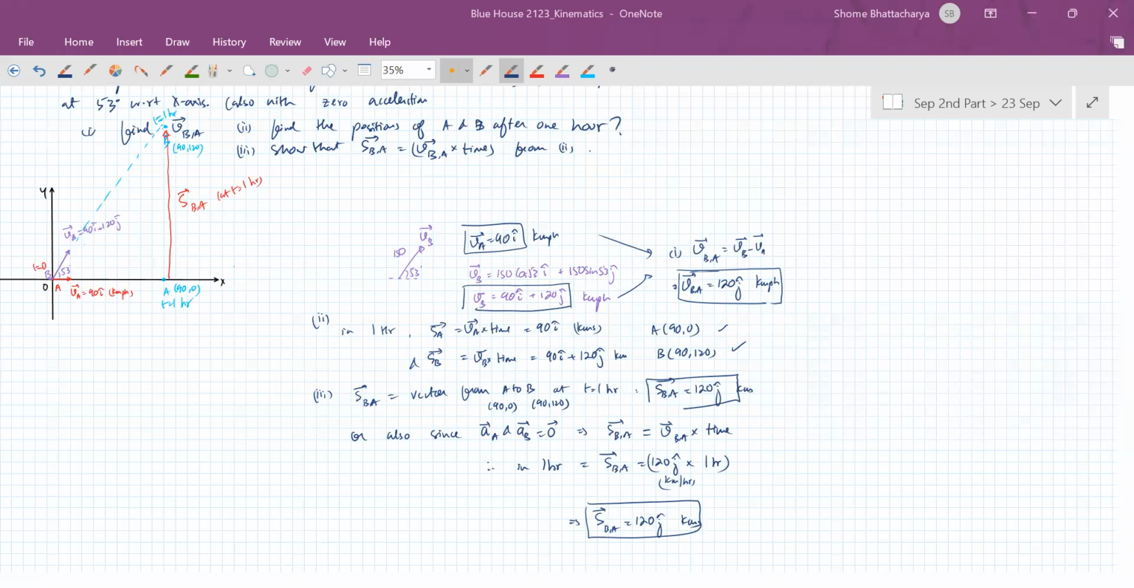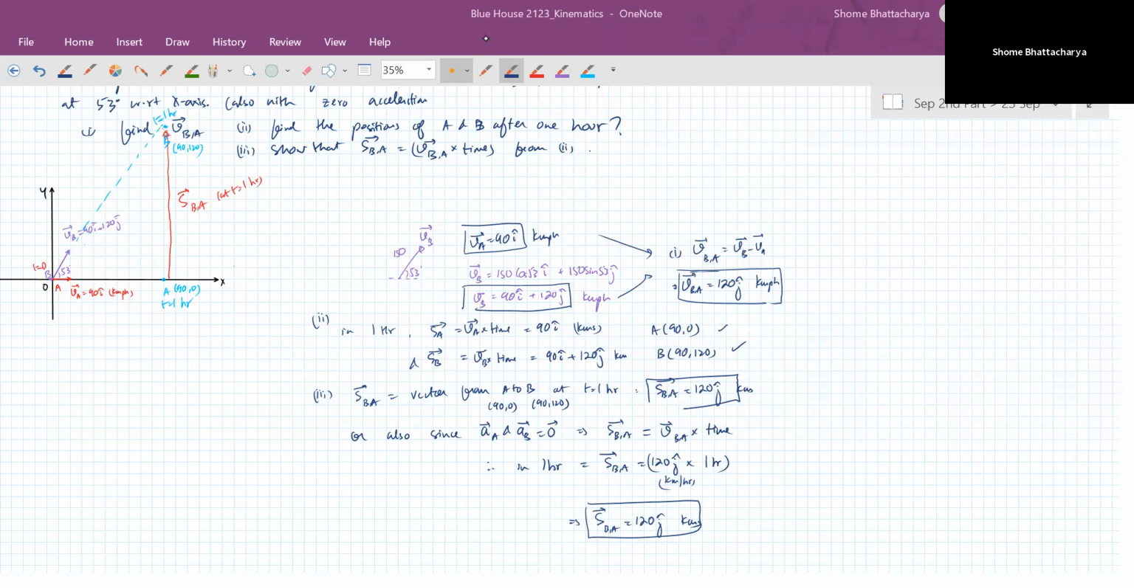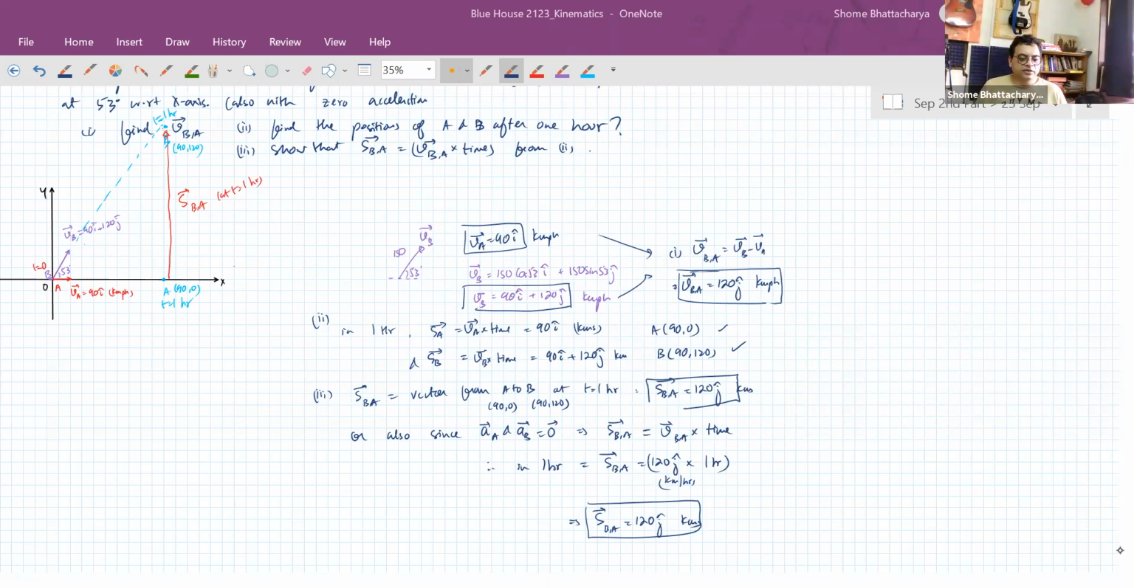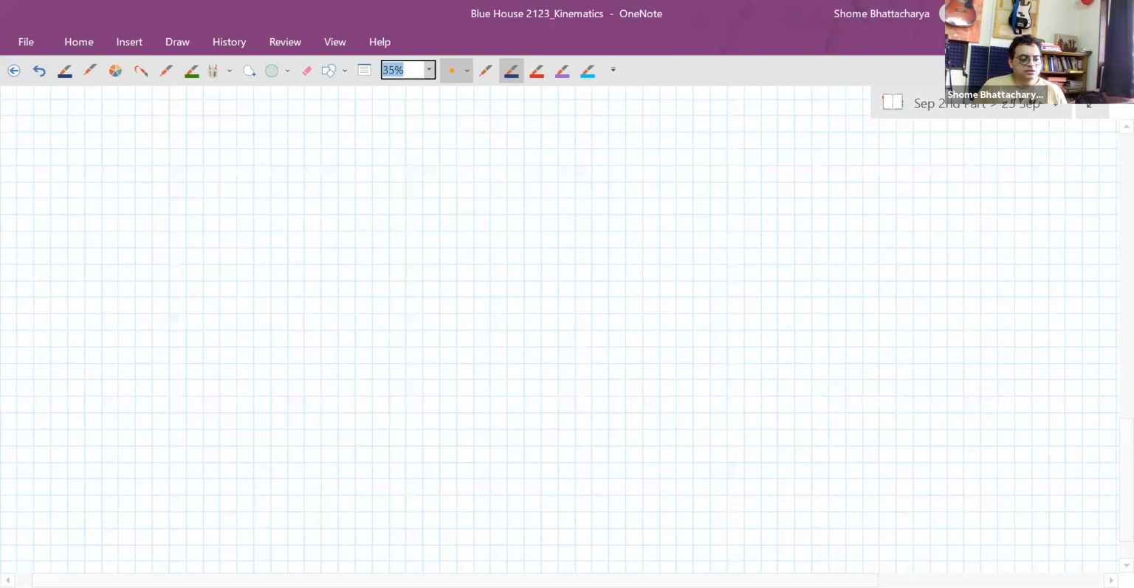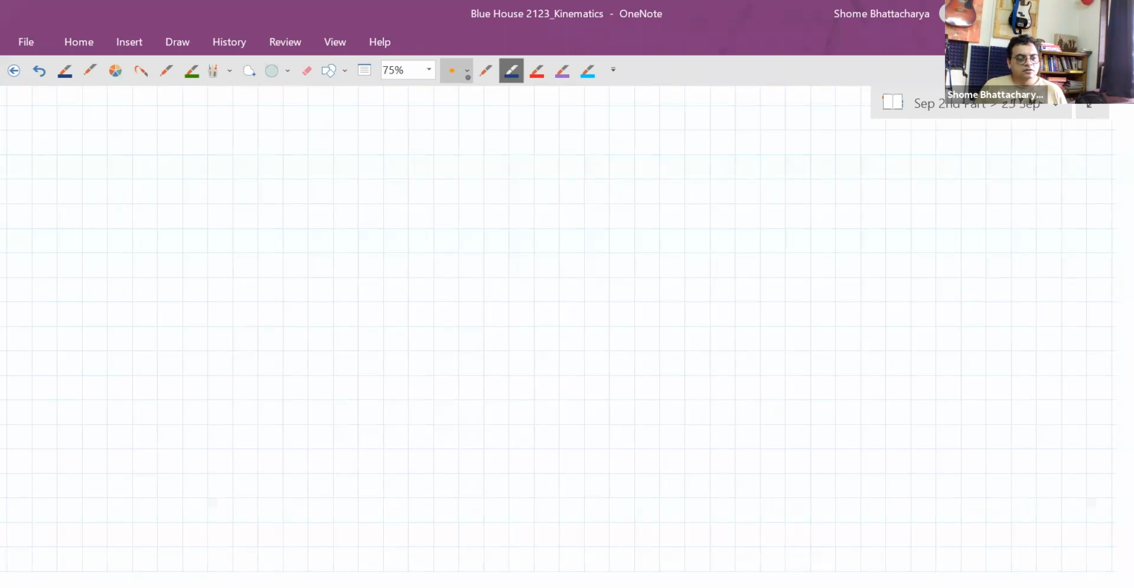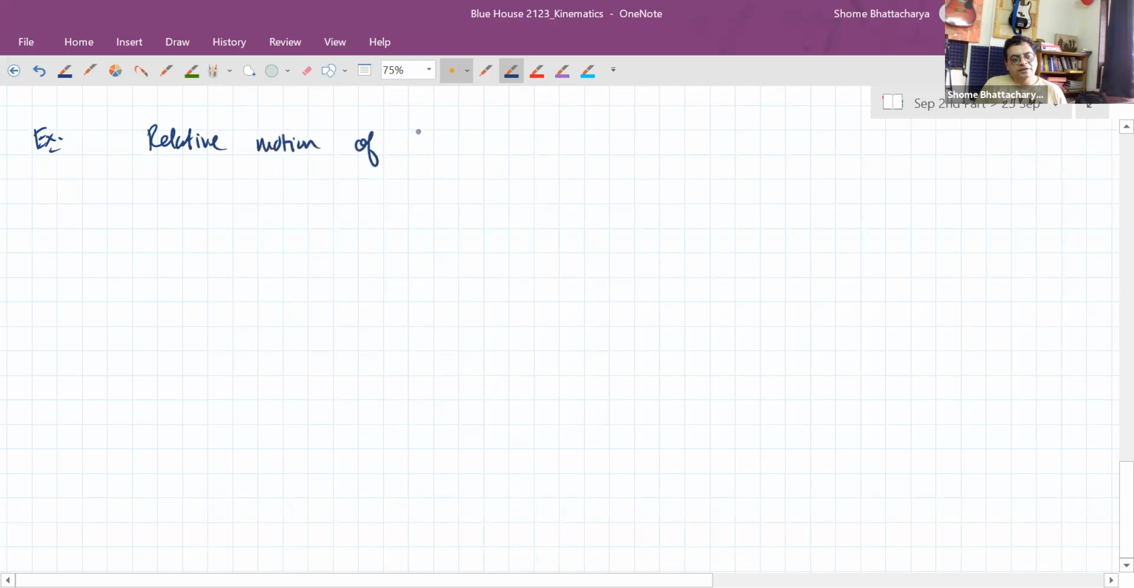Okay, now let's look at another example of relative motion with the application of the formula of relative velocity. So this is again a very common everyday occurrence that we see. Relative motion of rainfall as seen from a moving frame.